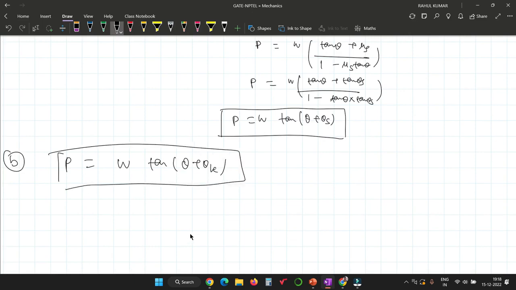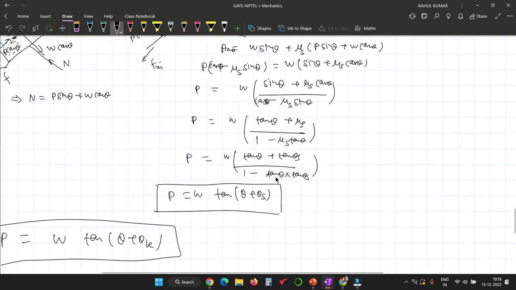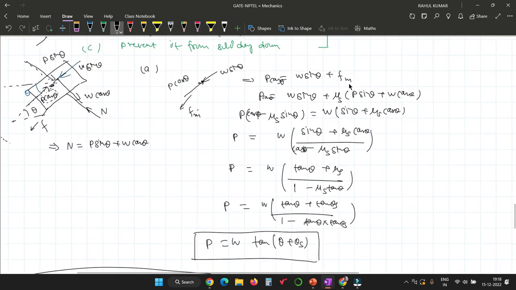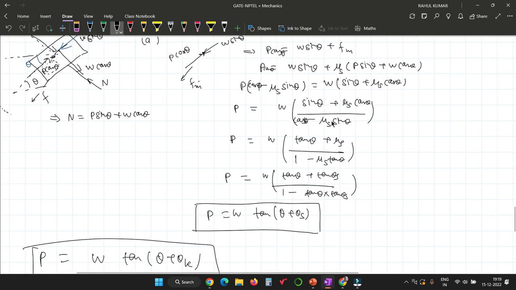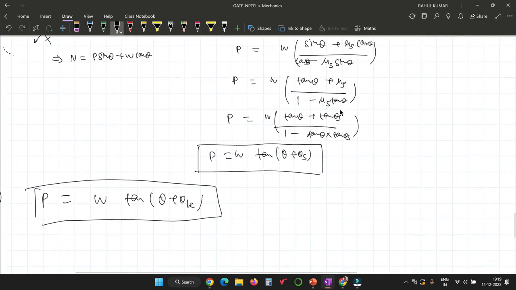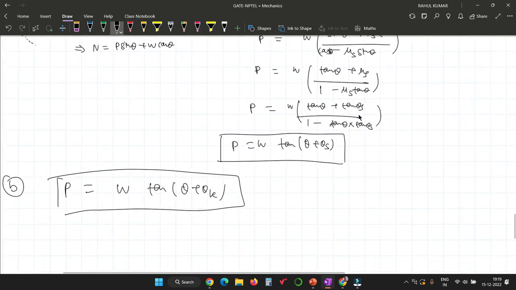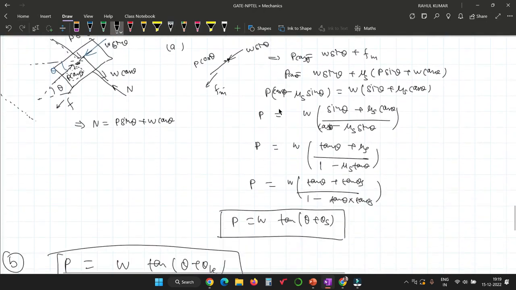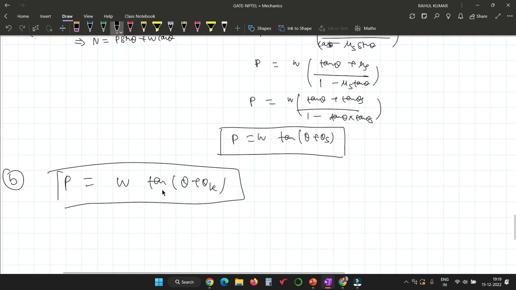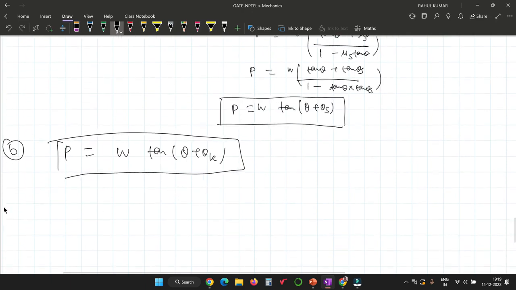Everything will be the same except here Fs will become Fk, and everywhere mu s will be replaced by mu k. Here mu k is equal to tan theta k. That's why P becomes W tan(theta plus theta k). Now let's move to part C.